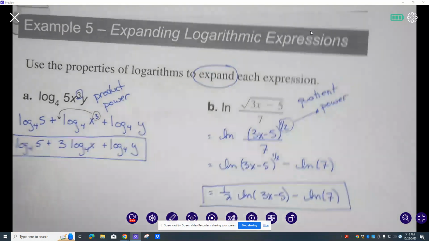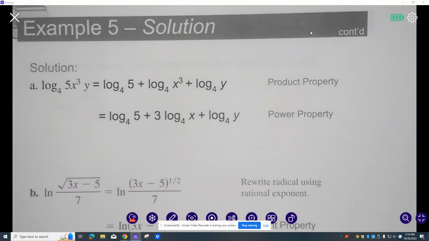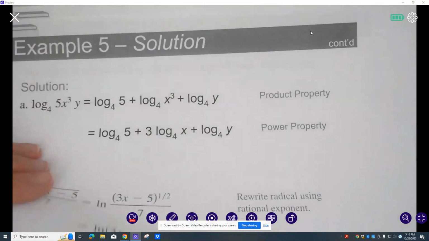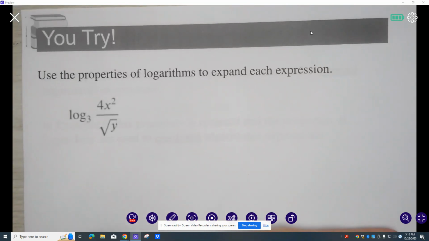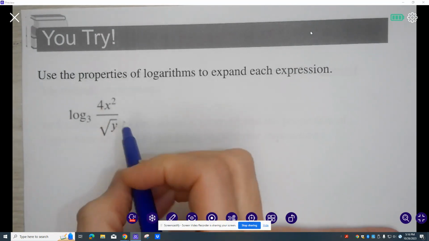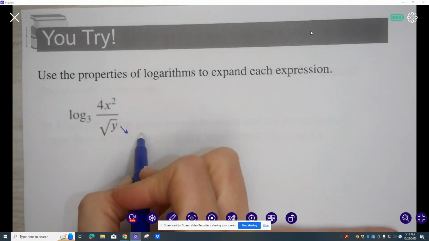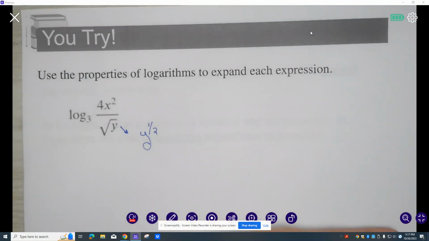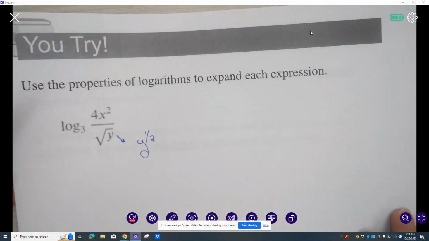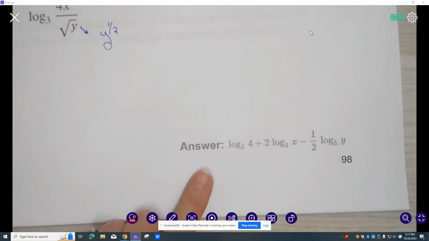All right. This is the solution, which we just did. Okay, this is a your-try. So before this video ends, I would like you to give this one a try. I'm going to tell you, you're going to use quotient and power. I'm also going to give you a hint. You might want to write the square root of y as y to the 1/2. So after you've paused and tried it, here is your answer.